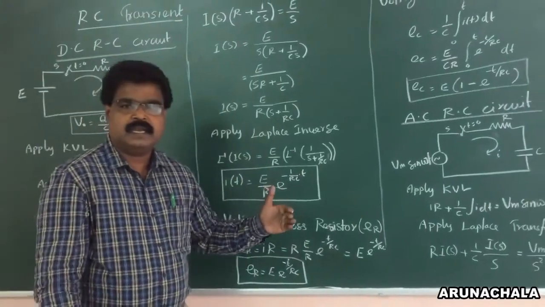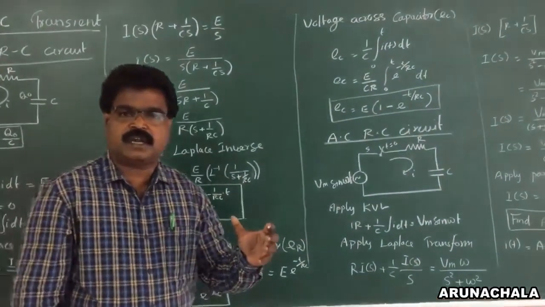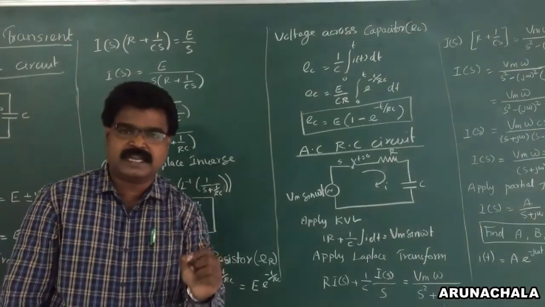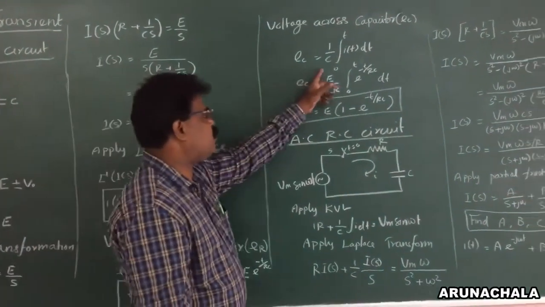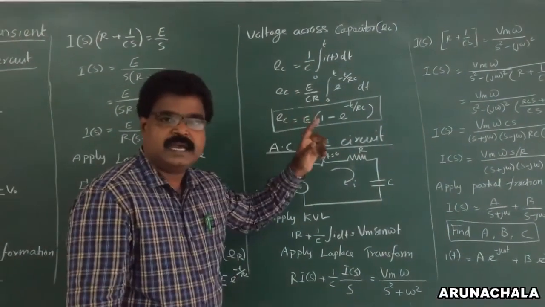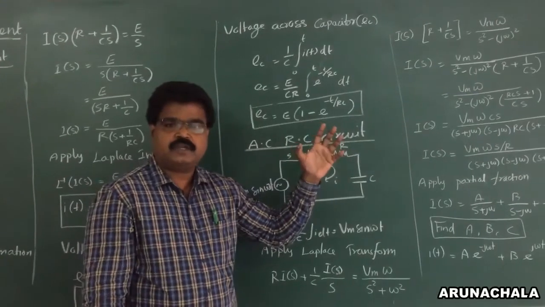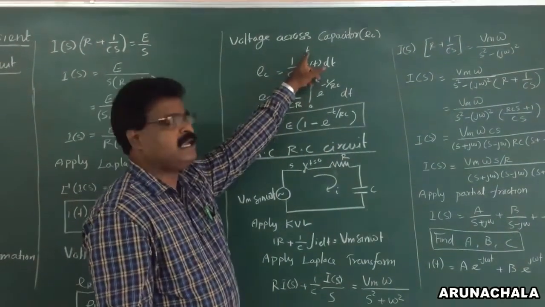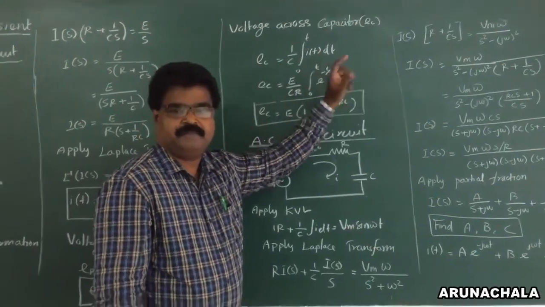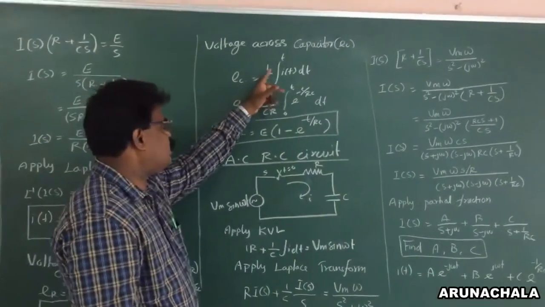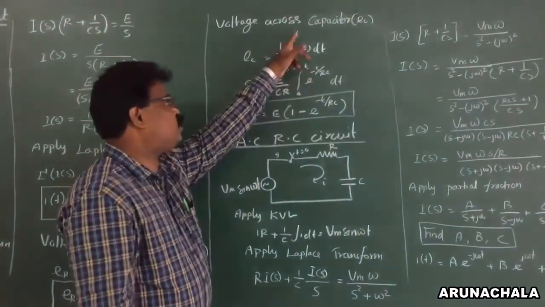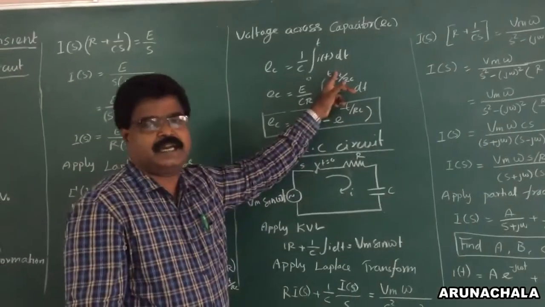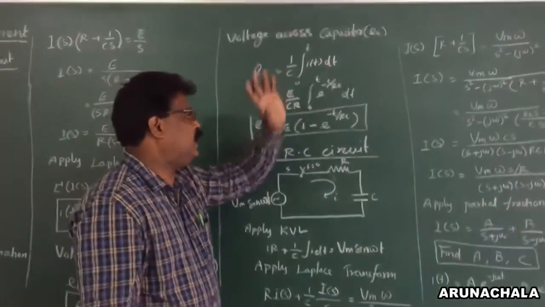Similarly, we have to find the voltage across the capacitor. That is equal to EC, voltage across the capacitor at transient. So EC is equal to 1 by C, you know that, integral I dt. So to derive this, we have to use the limit 0 to t, I(t) into dt. So EC is equal to 1 by C integral 0 to t, I(t). Instead of I, because I is nothing but transient current, we are using I(t) into dt.